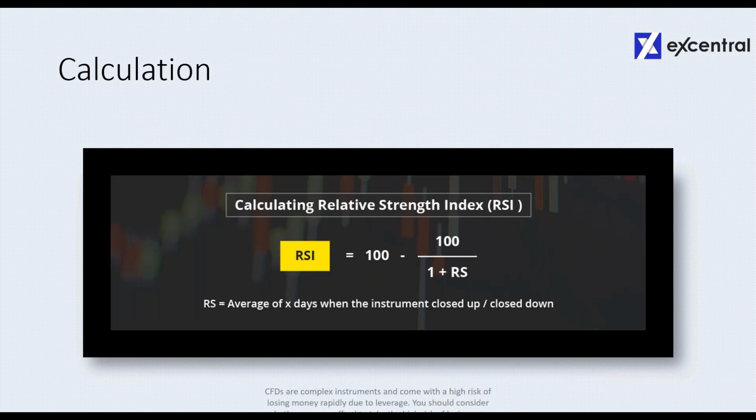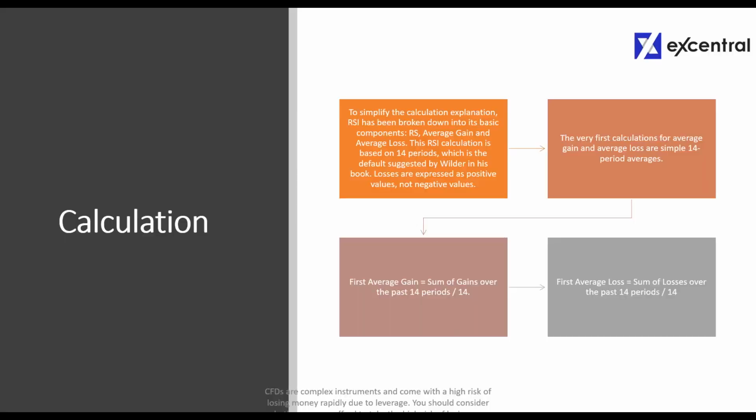First of all, RSI is automatically calculated for you. But in order to understand when the indicator is working well or not, you need to know where these numbers are being generated by, and what affects the numbers. So RSI is a very, very simple calculation. RSI is equal to 100 minus 100 divided by 1 plus RS. Now, RS is the average number of days or time frames when the instrument closed up or down. Sounds really easy, doesn't it?